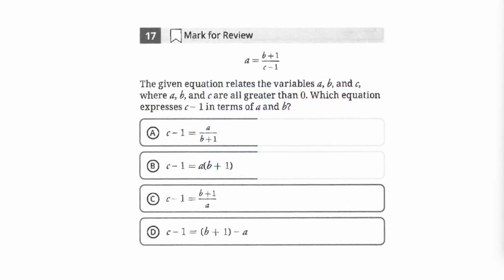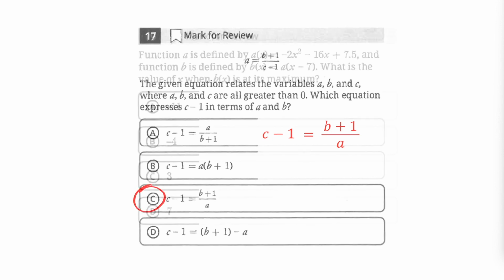The given equation relates the variables a, b, and c, where a, b, and c are all greater than 0. Which equation expresses c minus 1 in terms of a and b? To solve this, we need to isolate c minus 1 on one side and move everything else to the other side of the equation. Did you know that you can swap the denominator of one fraction with the numerator on the other side and the equation remains the same? Therefore, the answer is C.